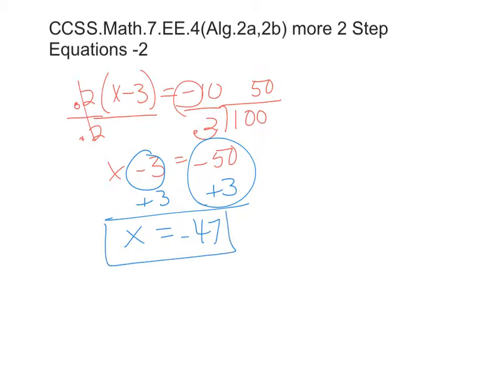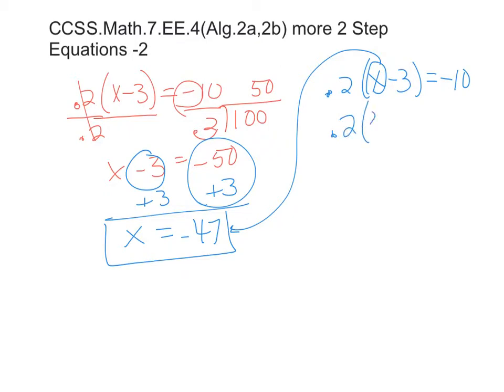Now to check this, I want you to check this, and you need to be able to check these all the time. You write the original equation, so 0.2 times (x minus 3) equals -10. Second step is you substitute the answer. x is -47. So 0.2 times (-47 minus 3), does that equal -10?